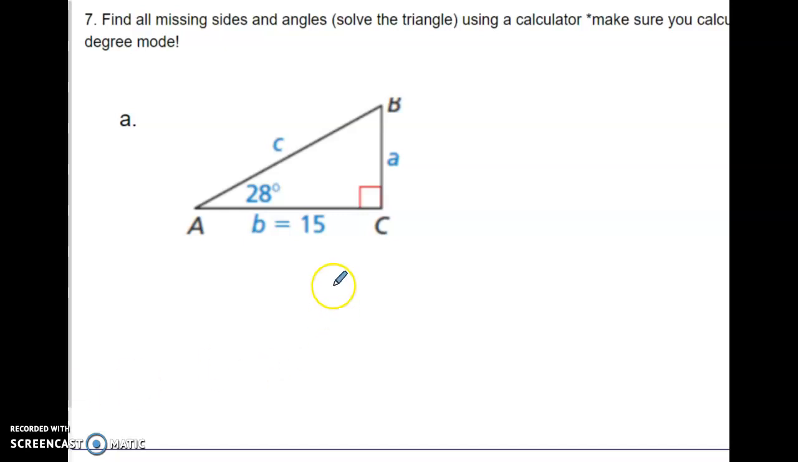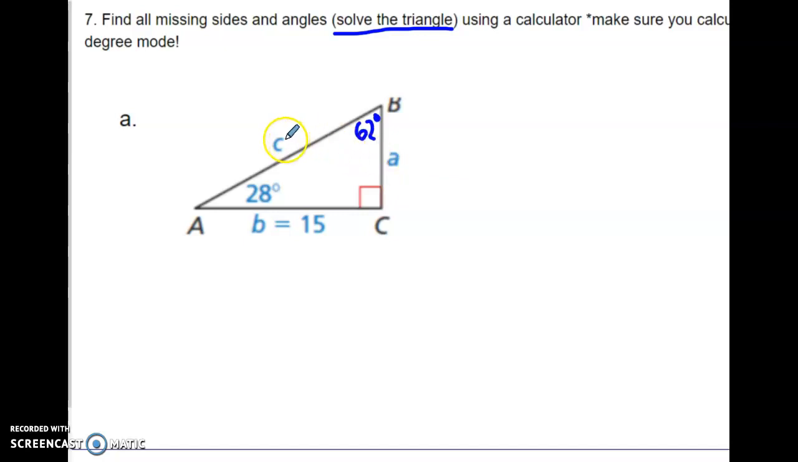Number 7a, we are looking for all the missing sides, or in other words, to solve the triangle. To solve the triangle means find all the angles. Right now we know that angle's 28, that angle's 90, so maybe the first thing I would do is find this angle right here, and I would take 90 minus 28, and I would get 62 degrees. So there, I found all the angles. Now I know this side is 15, so I have to find both of these sides right here. It doesn't really matter which one you do first.